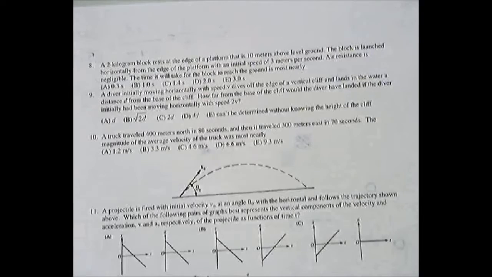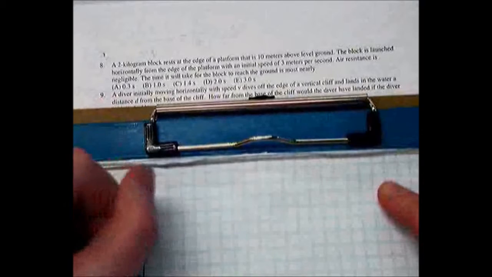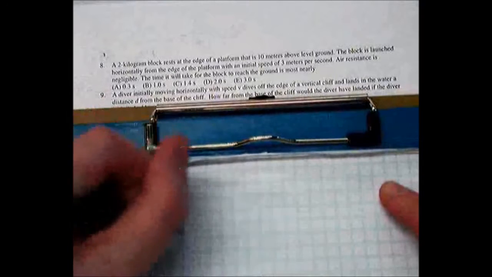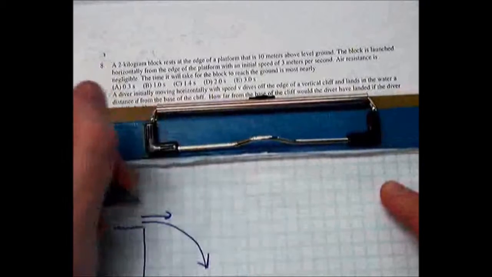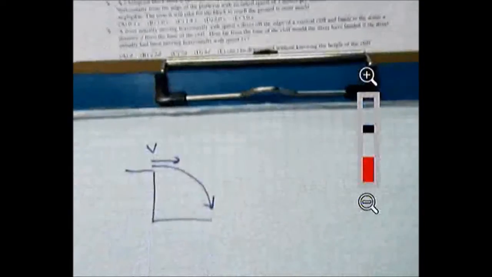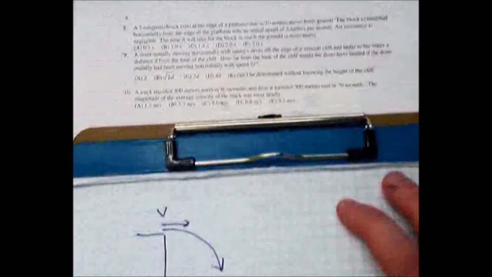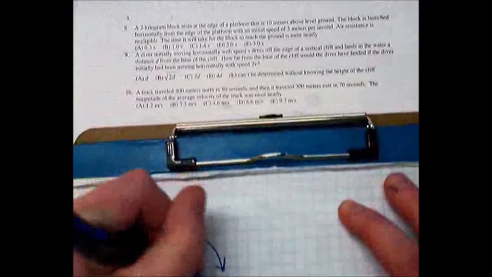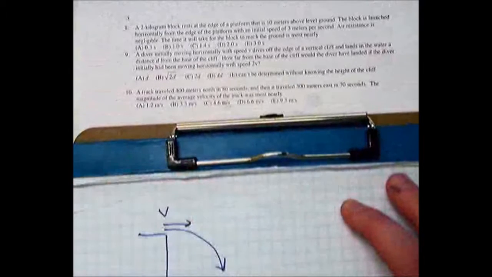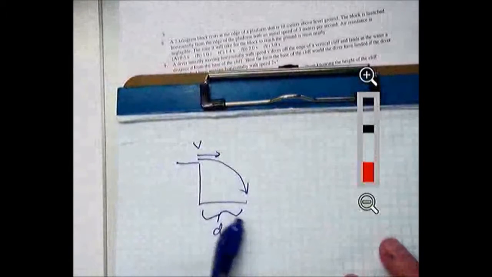Alright, what are they trying to explain to you? What's the picture for this one look like? The diver basically runs off the cliff. That's his trajectory, right? Initial speed is v. And they say that the diver lands a distance d away from the base of the cliff, right?